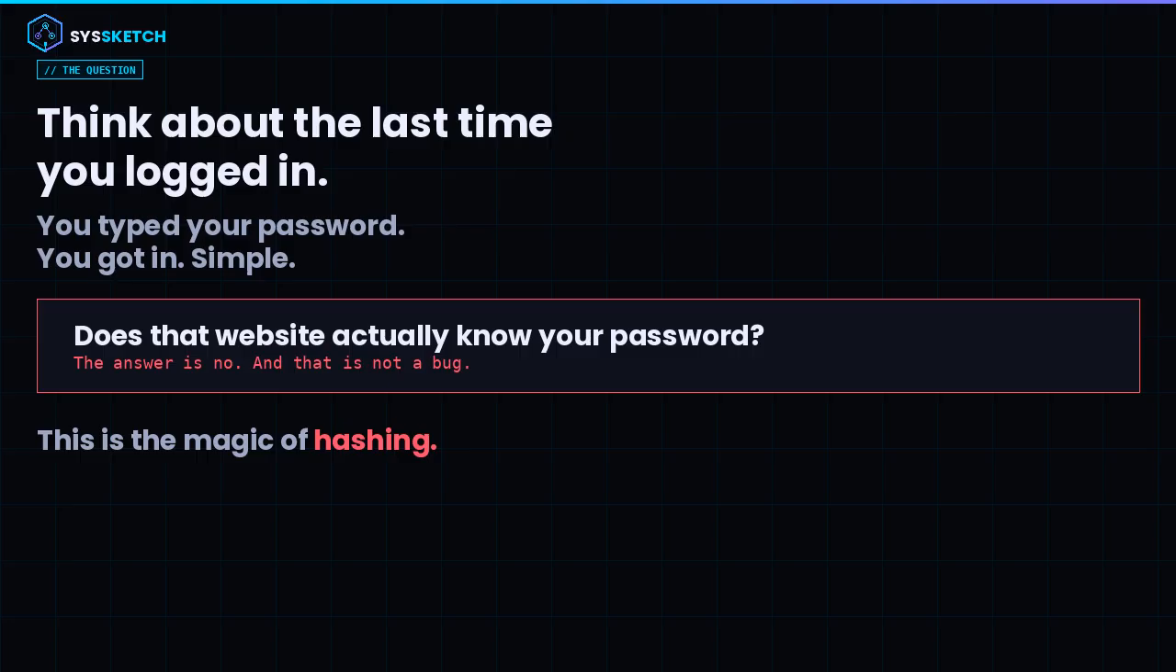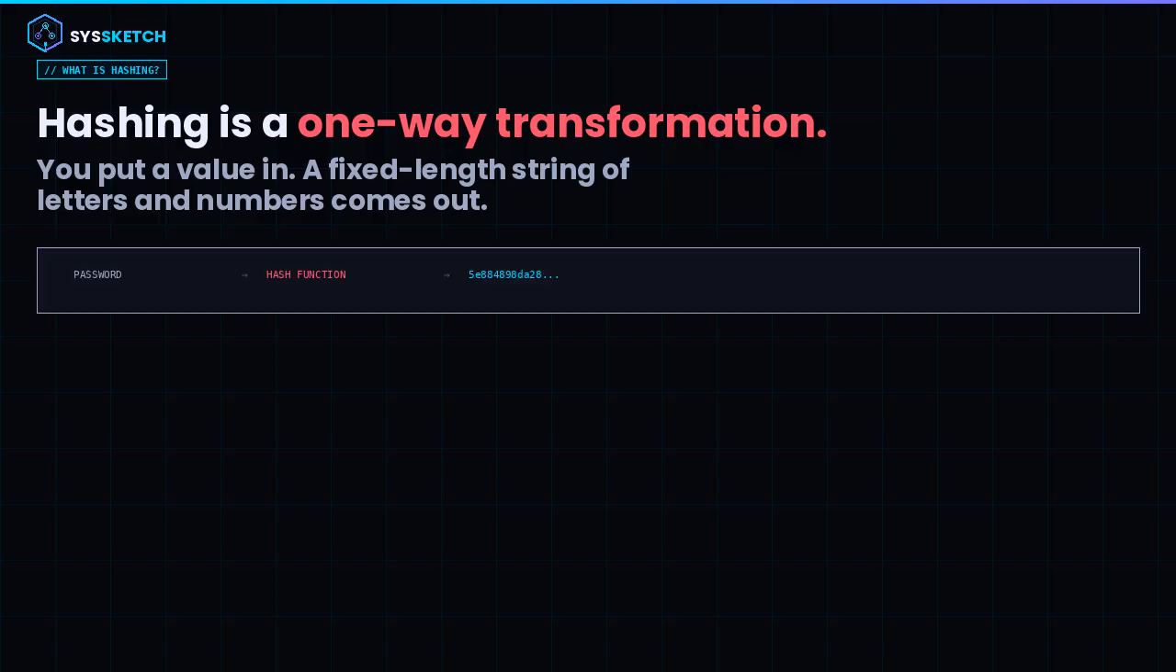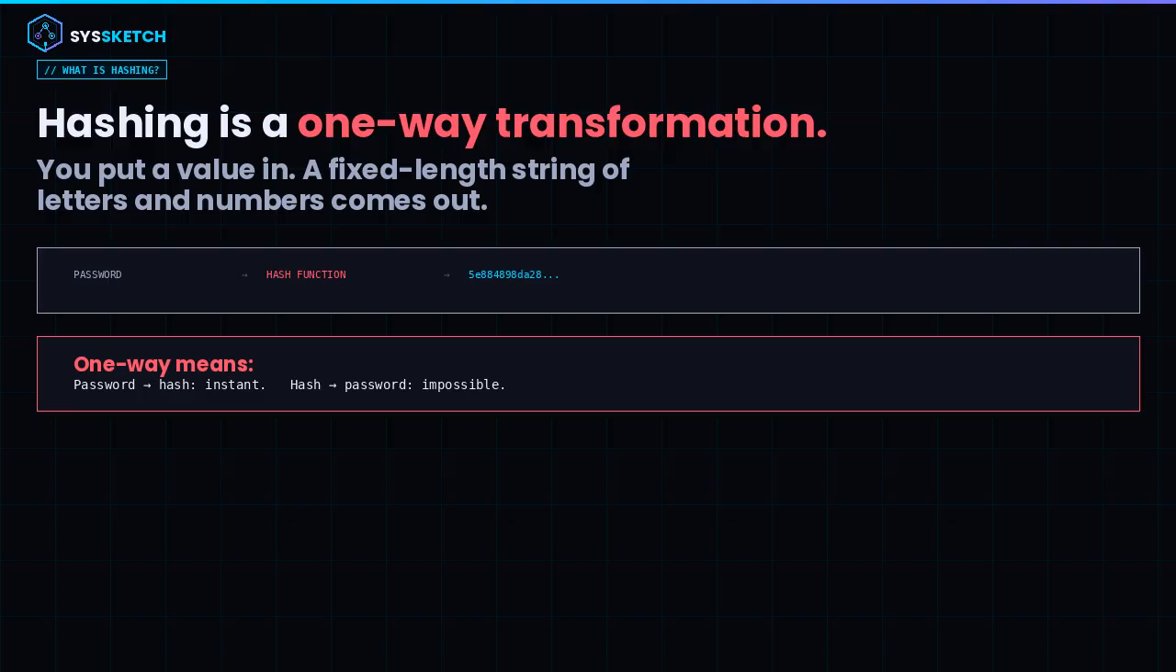So what is hashing? At its core, hashing is a one-way transformation. You put a value in, a password, a file, anything, and a hashing algorithm spits out a fixed-length string of letters and numbers. That output is called a hash, or sometimes a digest. The critical word here is one way. You can go from password to hash instantly, but you cannot go from hash back to password, ever. Not without essentially guessing every possible input until you find a match.